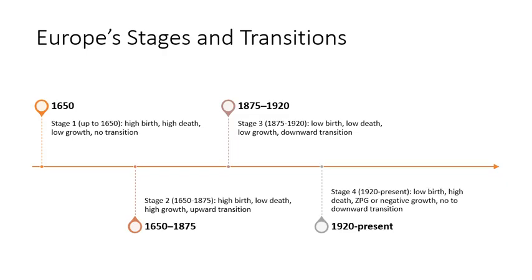Time-wise, we can actually put dates on Europe's transitions. Everything up to 1650, we should say, was stage 1, characterized by high birth, high death, with very little growth or transition. From 1650 to 1875, we saw what might be characterized as a stage 2, with high birth and low death. By 1875, we're now seeing births come down, and that carries on through 1920, and since 1920, there's been low to zero growth on the European continent, with some countries already achieving negative growth.